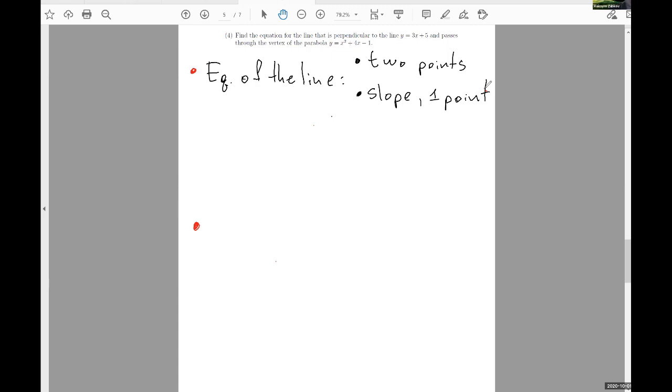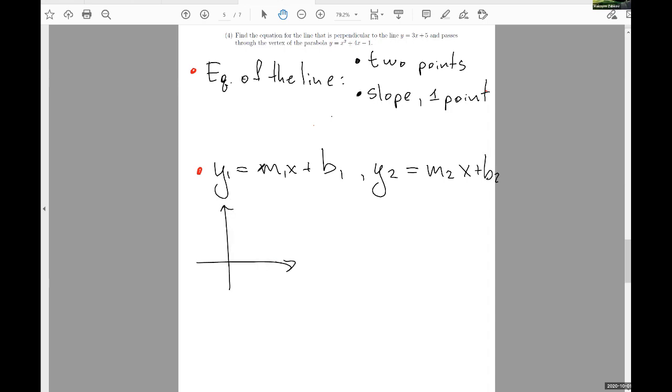Sorry, the equation of the line. Okay, actually, I'm going to tell you 3 facts. If you have a function y = mx + b, let's call it y1, and you have a function y2, which is equal to m2x + b. Let's just sketch these 2 lines. This is my y1, and this is going to be my y2.